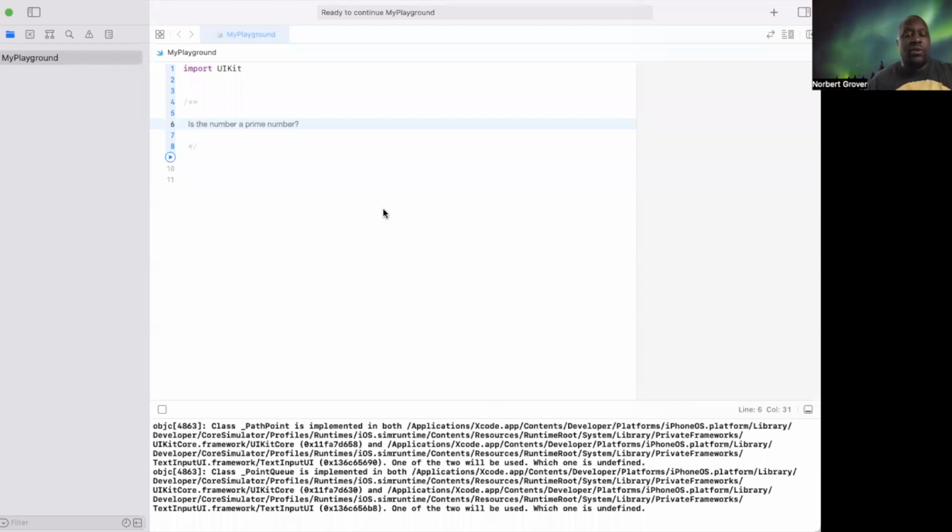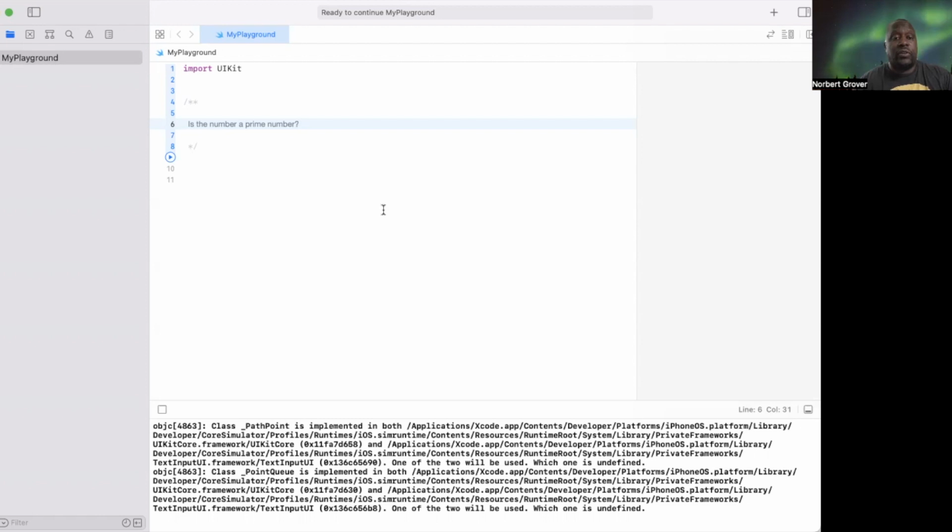Okay, so now we're gonna write a function that's an extension of the integer, and we're gonna see if an integer is prime. What is a prime number? Does anybody remember what a prime number is? I'll tell you what a prime number is. A prime number is any number that cannot be divided by, or divisible evenly by, another number that isn't one, right?